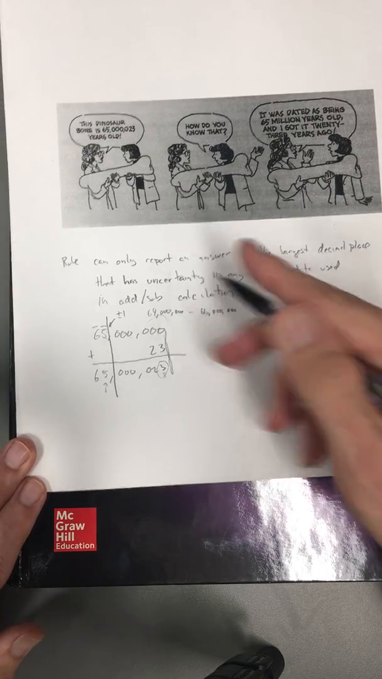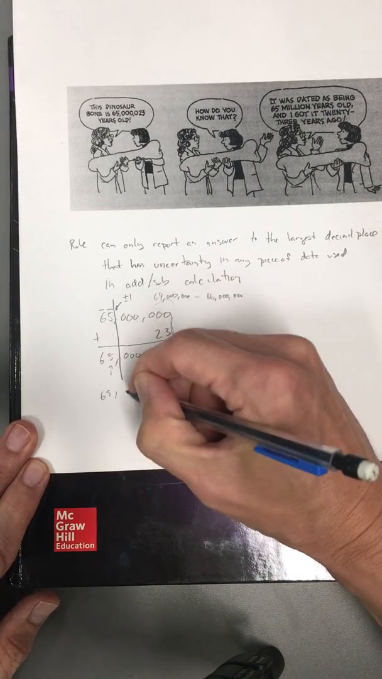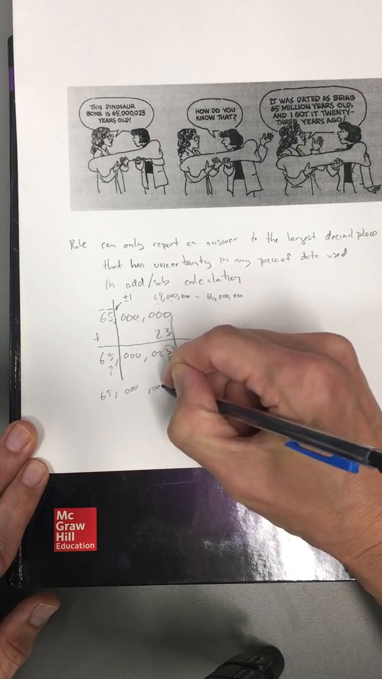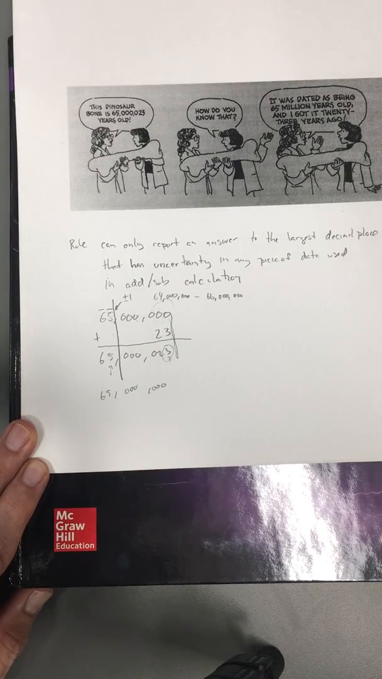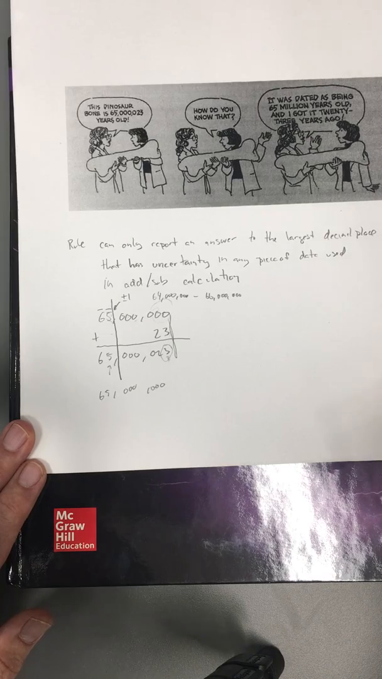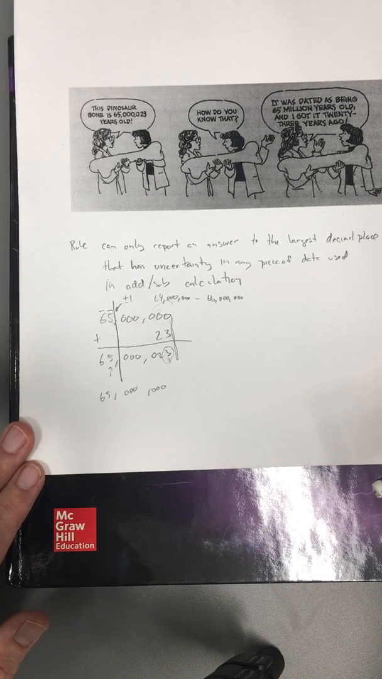So at the end of the day, the age that we would have to report hasn't changed. Those 23 years don't really make much difference when you have uncertainty in the millions place. Okay, so that's generally the rule for addition and subtraction. Just want to show a couple interesting things about that.